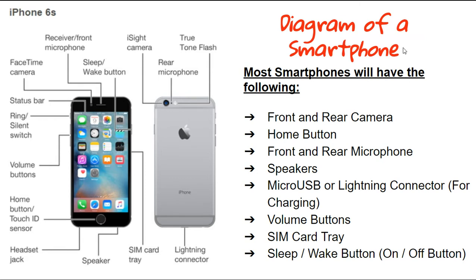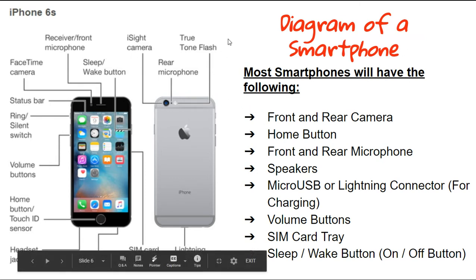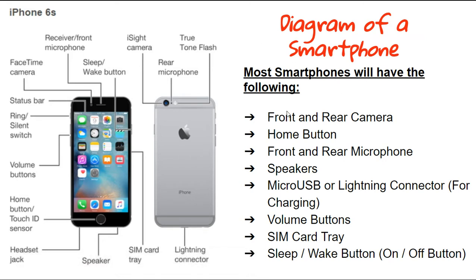This is a diagram of a smartphone. I don't expect you to sit and memorize all these words, but you need to have a general idea of what one would find on a phone. So generally, phones have a front and a rear camera, rear being on the back of the phone. So they would have a front camera and a back camera on the phone. Generally, the back camera has much better megapixels or resolution than the front camera.